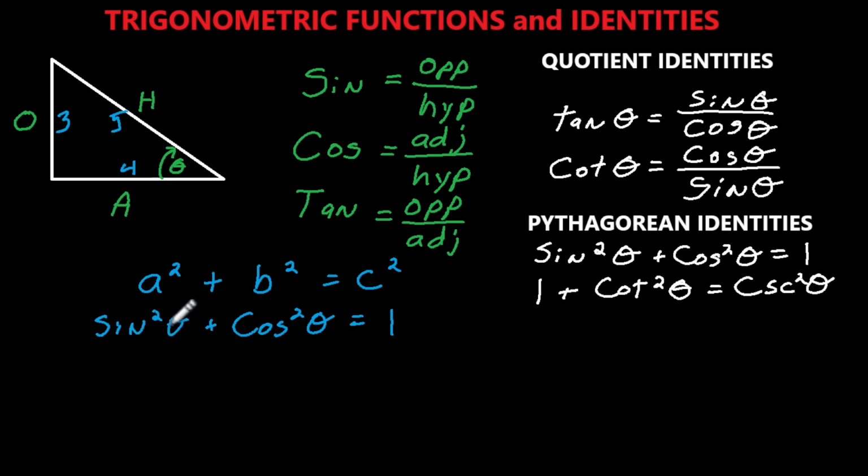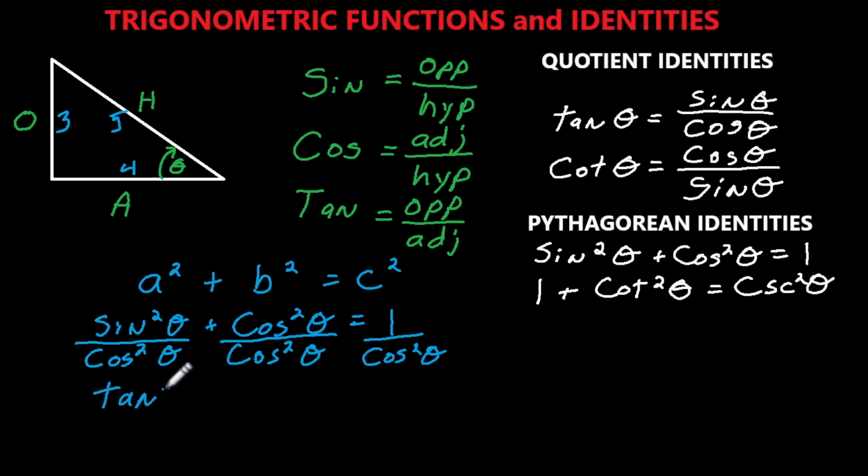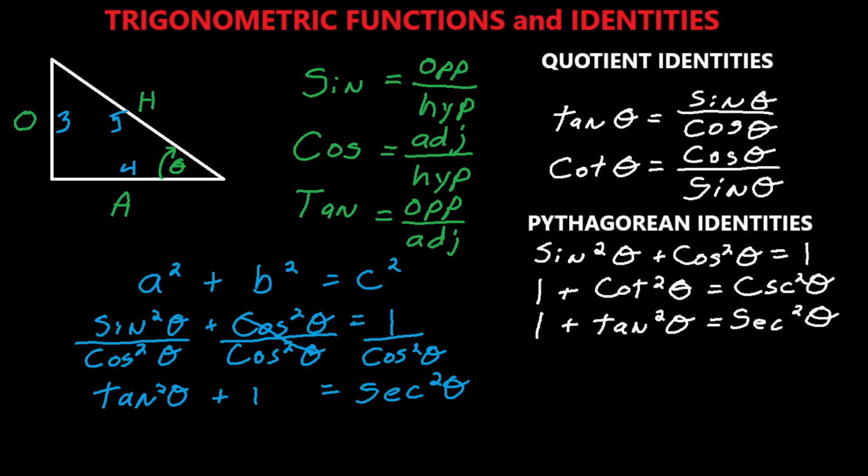And coming back to sine squared theta plus cosine squared theta equals 1. Instead of dividing by sine this time, we'll divide all three terms by cosine squared theta. And what we get here, sine squared theta over cosine squared theta is tangent squared theta, and then cosine squared theta divided by cosine squared theta, well, that's just 1. And 1 over cosine squared is secant squared theta. So 1 plus tangent squared theta equals secant squared theta.